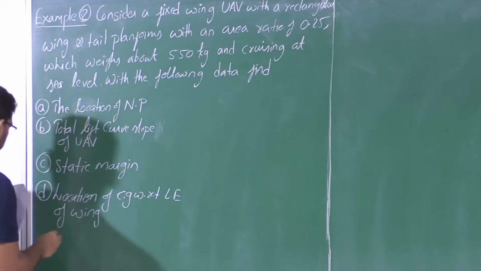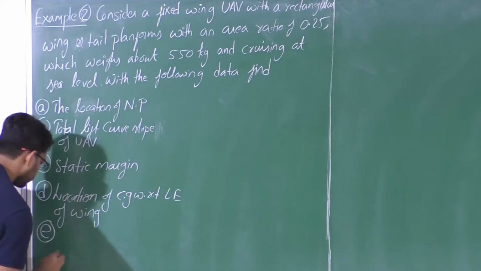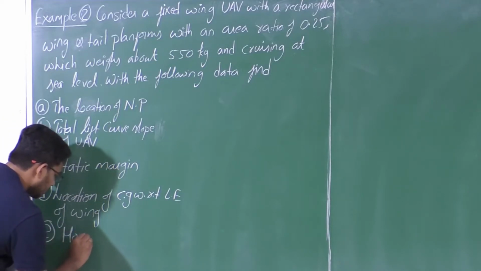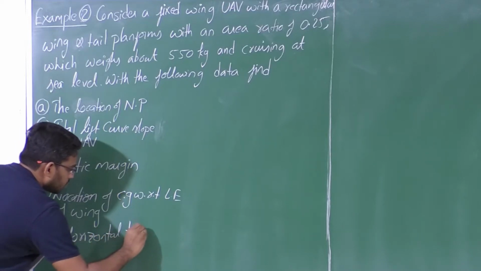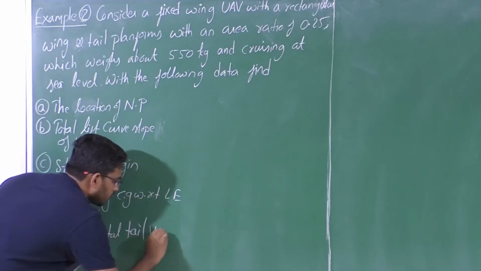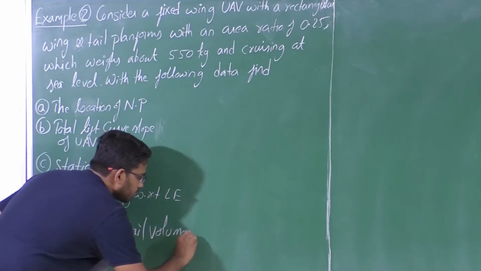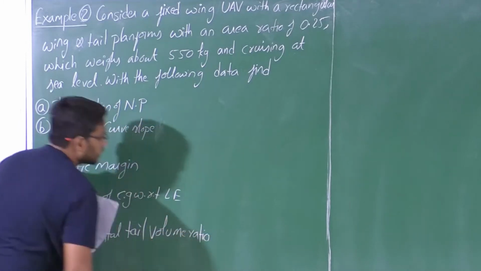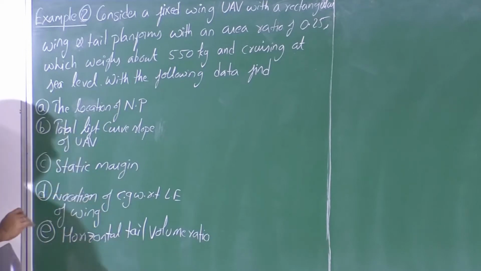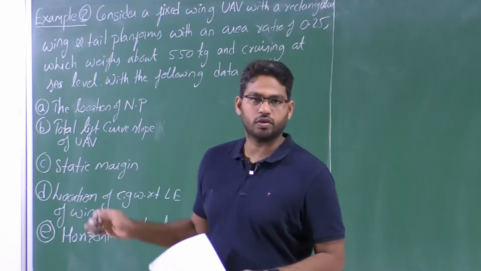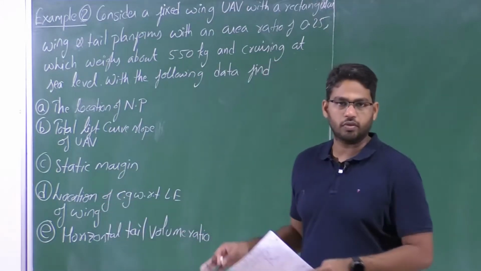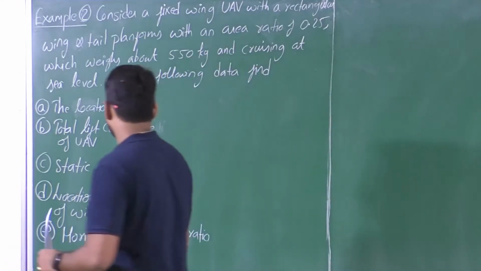So, horizontal tail volume ratio. With the stability analysis, we are trying to fix the geometric parameters. What should be the wing planform area? What should be their location? What should be the tail volume ratios? So, that's the main aim here.